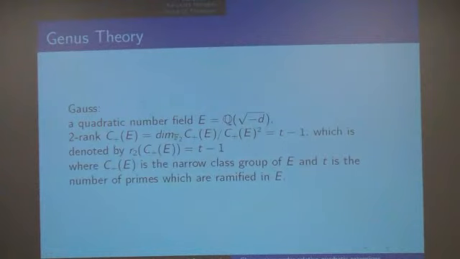Gauss invented quadratic number theory. We know the 2-rank of the natural class group equals t minus 1, where t is the number of primes which are ramified in E.